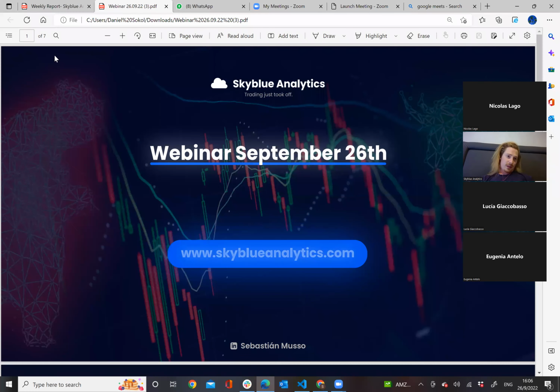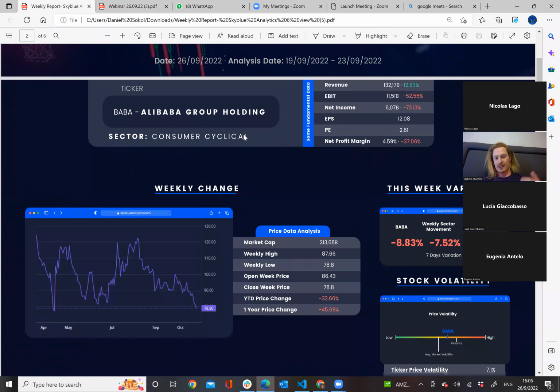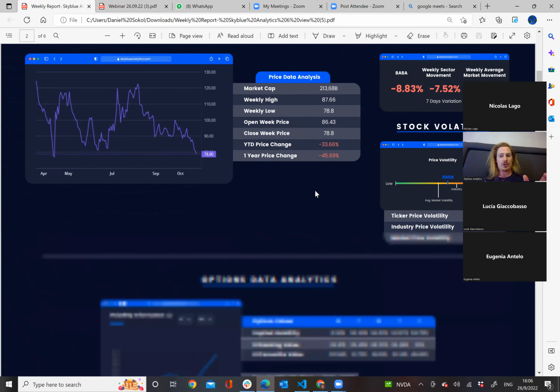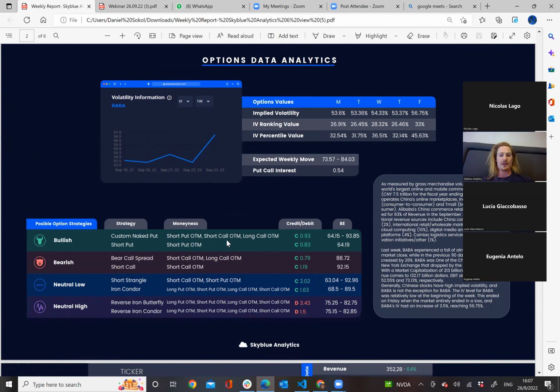So, of course, before we begin with the webinar, we also have a weekly report that you can subscribe to, where we give information about 3 stocks and how the market performed in the last week. For these 3 stocks, we give you fundamental data, but also a lot of option data in terms of how you can perform a strategy in the option market with these stocks and these underlyings.